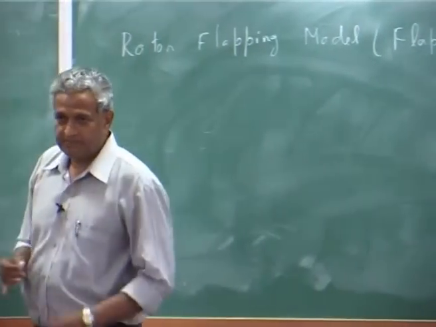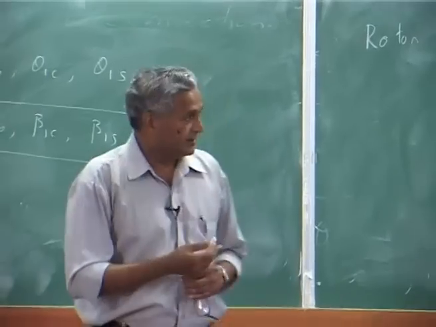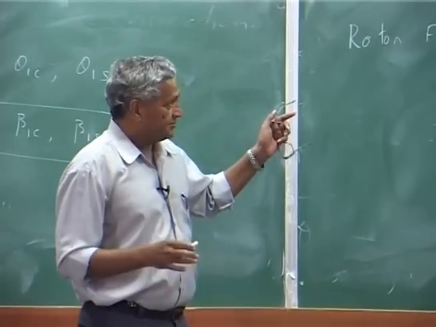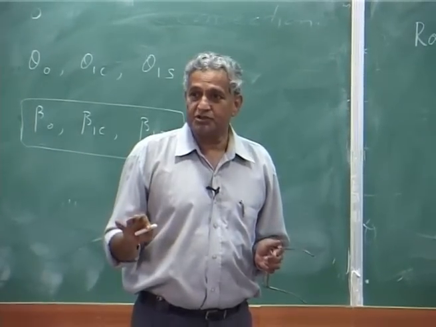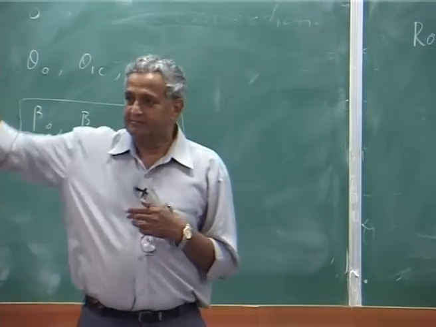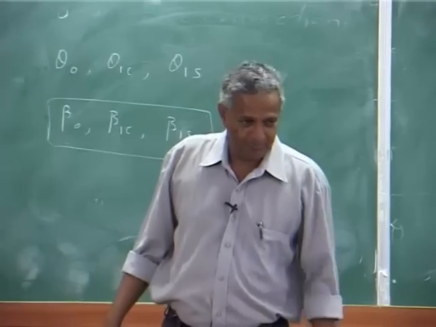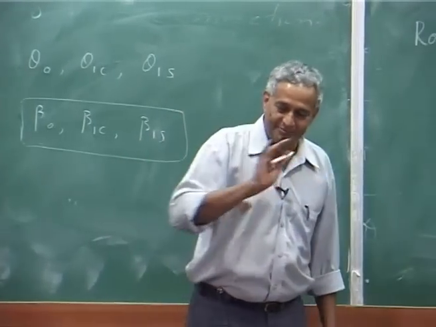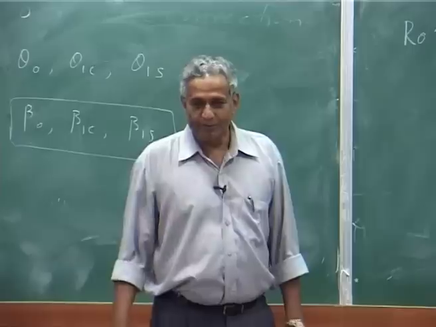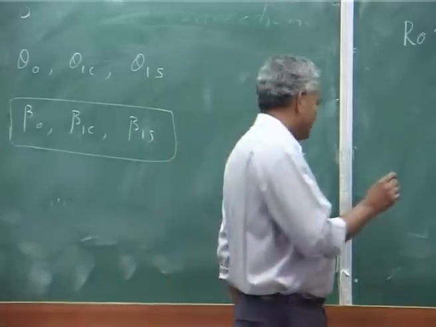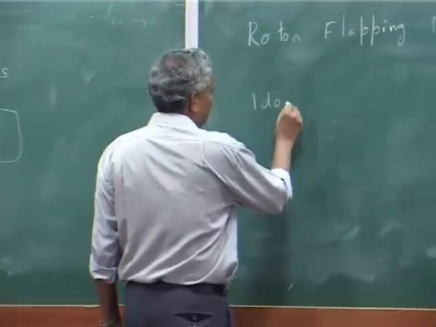Only flap motion. That means we are going to derive the equation of motion for the flapping of the blade. But before you go and derive, we have to make an idealization. What type of idealization will you have?